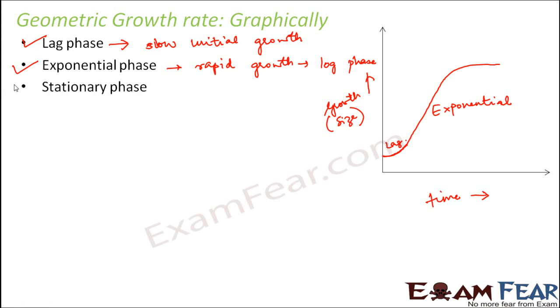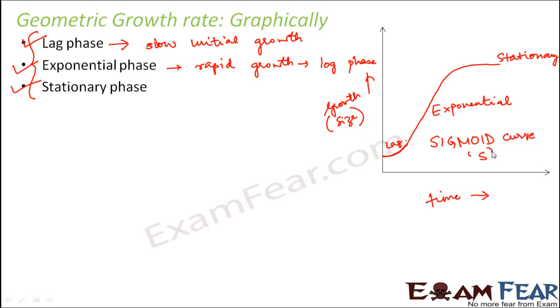And this in turn is followed by the stationary phase, and this is the stationary phase. So this is that phase when I said, the cells end up having a lack of nutrients, and due to limited nutrient supply, the growth rate will become stagnant. It will not increase any further. So these are the three prominent phases of the geometric growth rate curve, and this curve is known as the sigmoid curve.